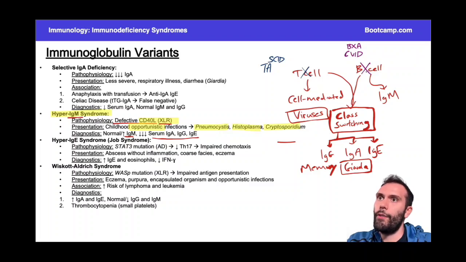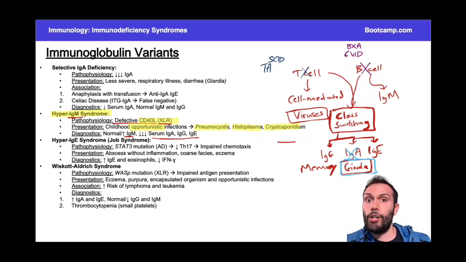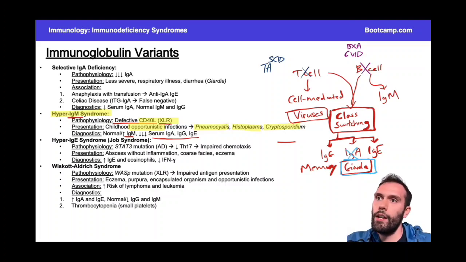Now notice when I knock out this upstream, everything downstream is affected, right? Now on here, I just told you that if we have selective IgA deficiency, we would just be knocking out the IgA here. So the only thing we're primarily going to be getting, and it's not just to say Giardia, but Giardia is the big one, is that we don't have IgA, so we're going to get mucosal infections. We're not going to have issues with IgM, IgE, or IgG if we just knock out IgA.